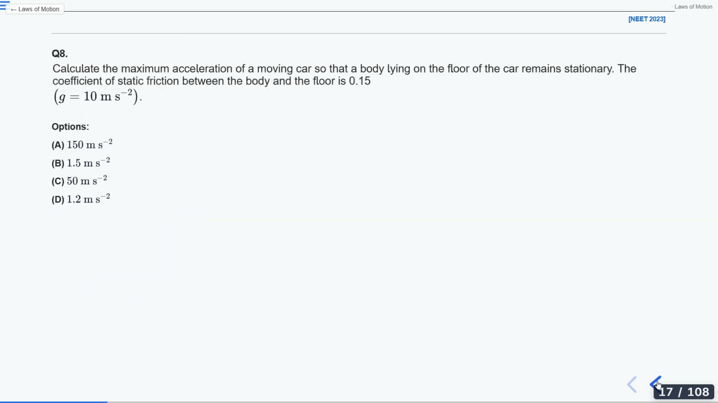Okay, let's look at the next question. This is again another question that was asked in NEET 2023. All the questions that I have shown are recent year questions. Calculate the maximum acceleration of a moving car so that a body lying on the floor of the car remains at rest. The coefficient of static friction between the body and the floor is 0.15.